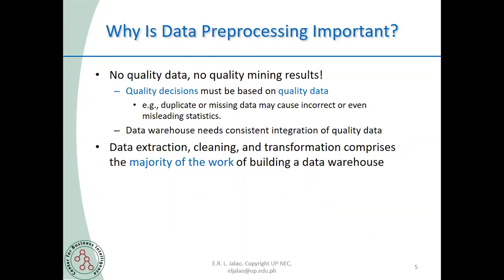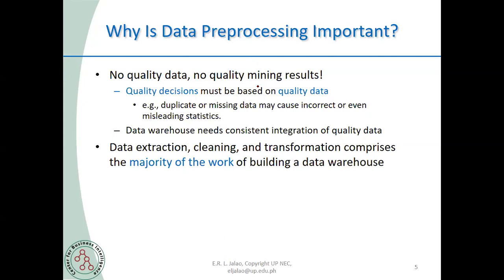So why is data preprocessing important? No quality data means no quality mining results. Quality decisions must be based on quality data, right? Kapag hindi quality yung data natin, of course, hindi tayo makakapag-gather doon ng magandang information for the decision making process. Duplicate or missing data may cause incorrect or even misleading statistics. A data warehouse needs consistent integration of quality data.